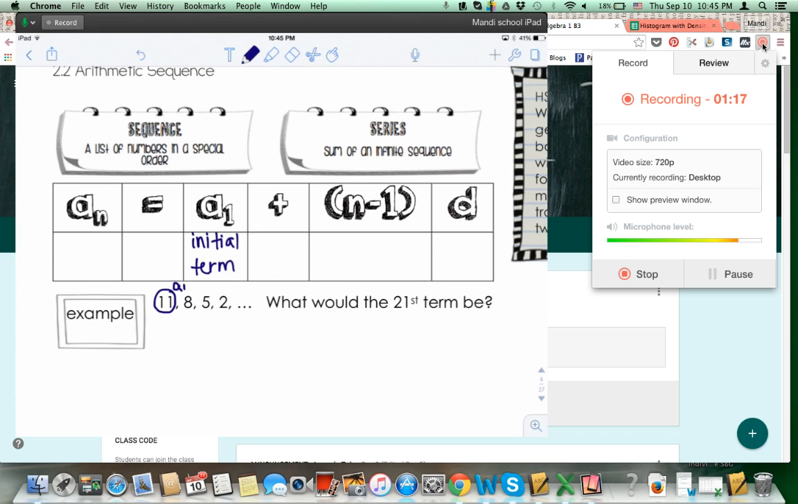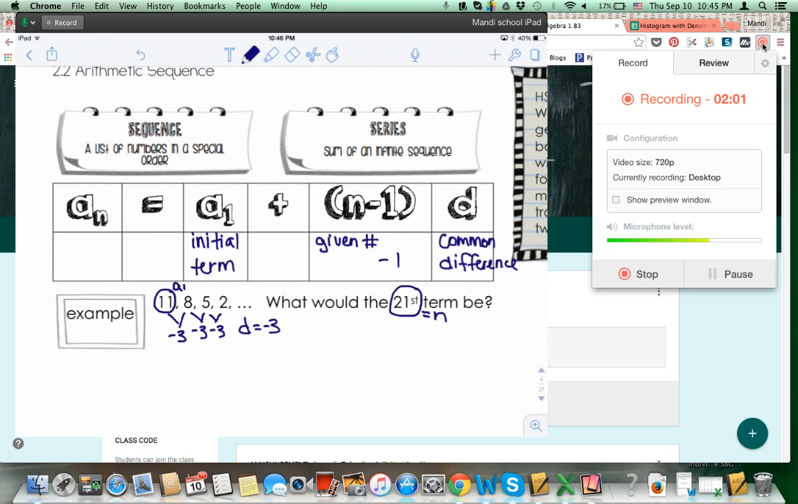N is a number that you're given. So the given number minus 1. So down here, when it says what would the 21st term be, that's our n. That's the given number. Then d is what we call the common difference. So the common difference down here, 11 minus 3 gives you 8. 8 minus 3 gives you 5. 5 minus 3 gives you 2. So our common difference is negative 3.